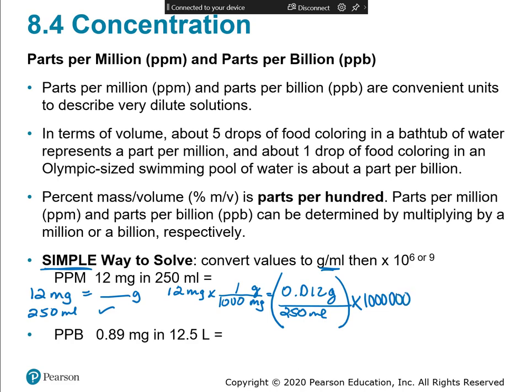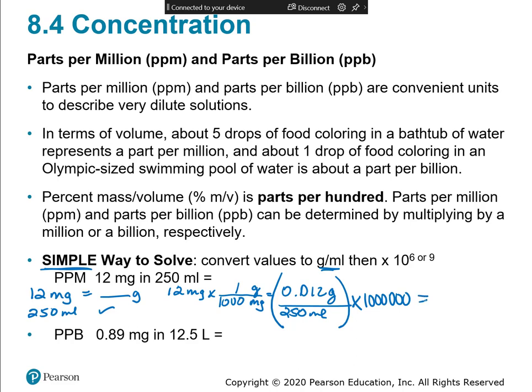a 1 with 6 zeros. So I just multiply my answer times 1,000,000 because I want ppm, parts per million. If you see ppm, you know you're going to have to multiply it times 1,000,000. So 0.012 divided by 250 times, and I always hit the 1, then I count 1, 2, 3, 4, 5, 6. I always count the number of times I hit my zeros, because otherwise you're off by 10 or more.